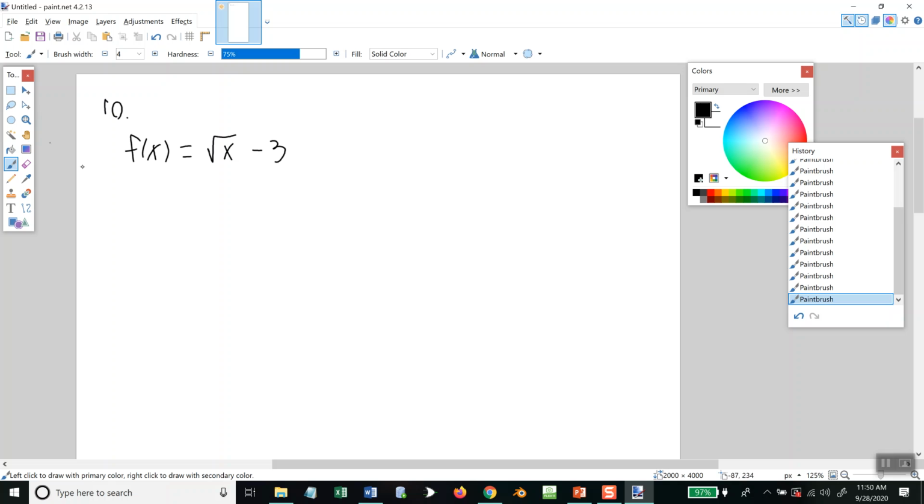Step 1, replace f of x with y. So we've got y is equal to the square root of x minus 3. Step 2, interchange x and y, swap them. So replace y with x, replace x with y. Step 3, solve for y. You have to take negative 3 over, it becomes a positive 3.